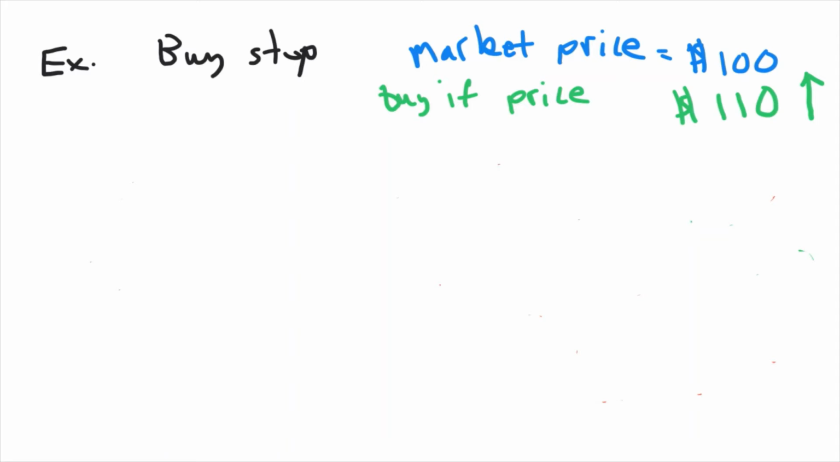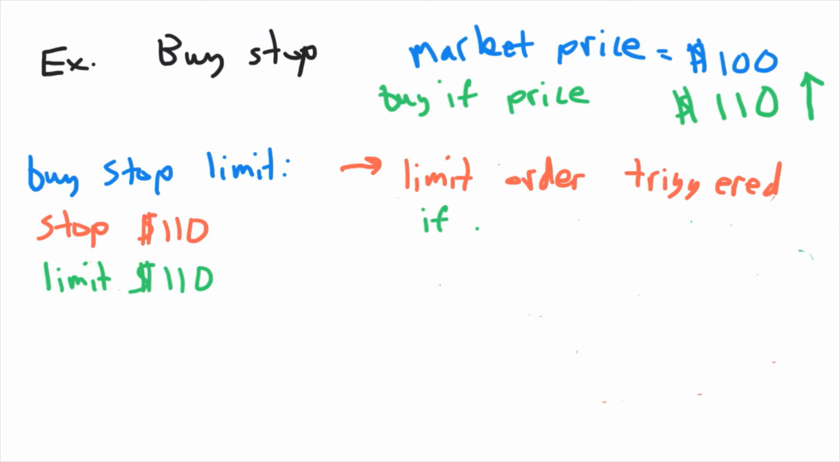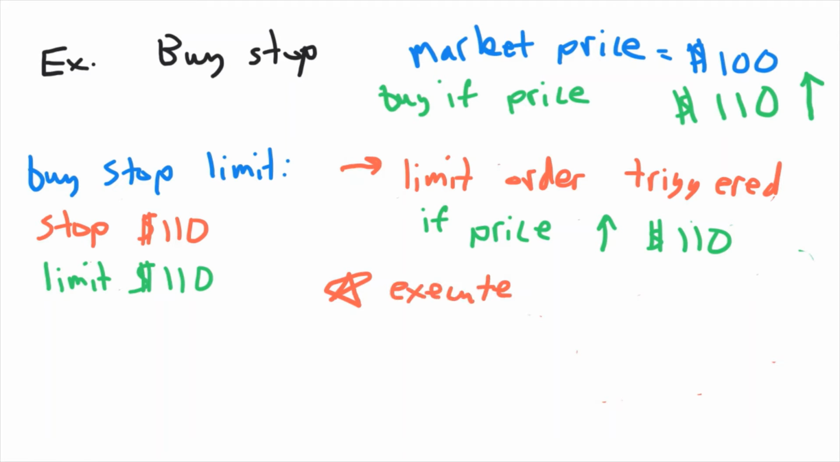Now, if we do a buy stop limit, the stop could be, for example, 110, and let's say we make the limit 110 as well. The limit order is triggered if the price rises to 110, and then the limit order will execute if we can get 110 or less. So if the price is 110 or less, that'll execute.